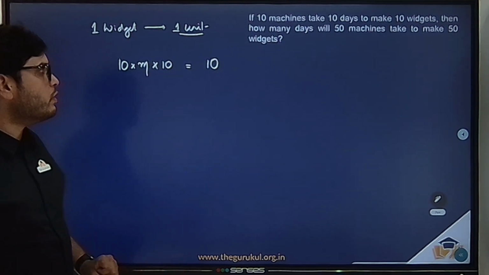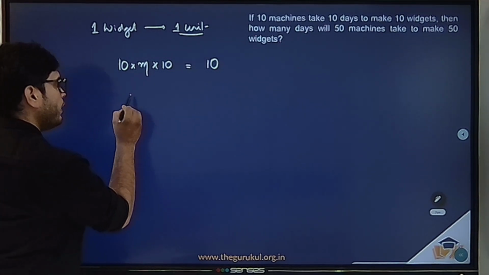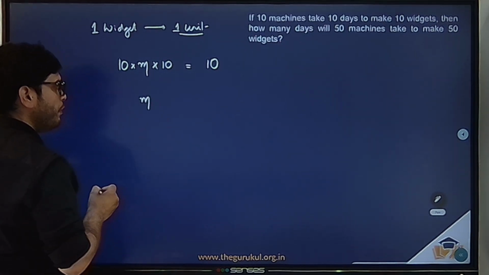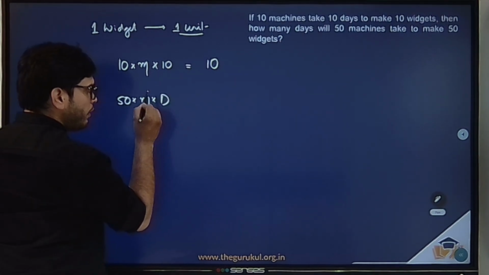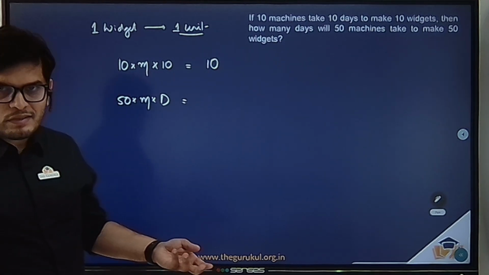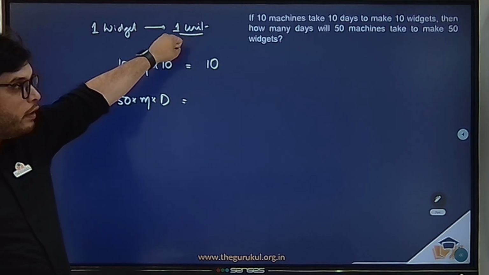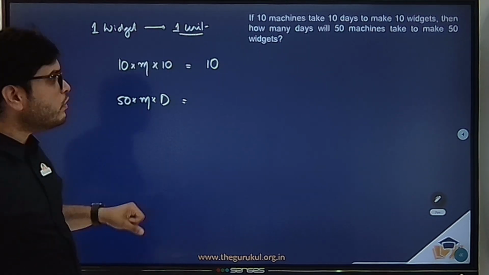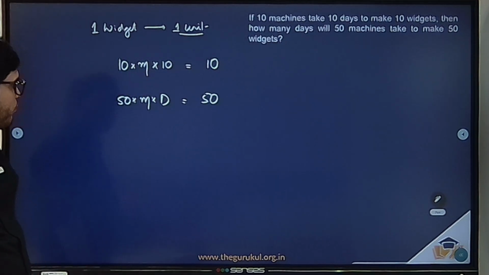Now coming to second case. How many days will 50 machines, right? So each efficiency be m. So 50 machines will take, we do not know the time, let that be D, right? Now they should make 50 widgets, right? So 50 into, for each widget, it needs 1 unit of work to be done. So to make 50 widgets, 50 units of work, right?